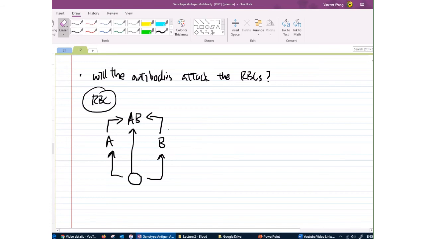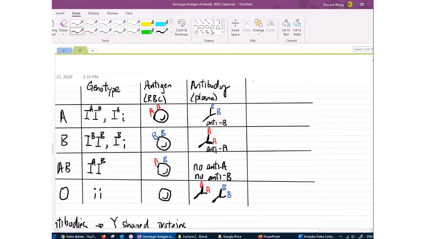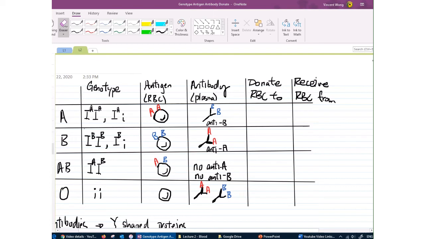And if you want to know who you can receive from, you trace the arrow backwards. So keeping that in mind, we can come over here and look at this. We can add another column, donate RBC to, right? We can say who we can donate to, and we can say receive RBC from. So if you're a type A person, you will be able to donate RBC to another type A person, and you will also be able to donate to type AB person.